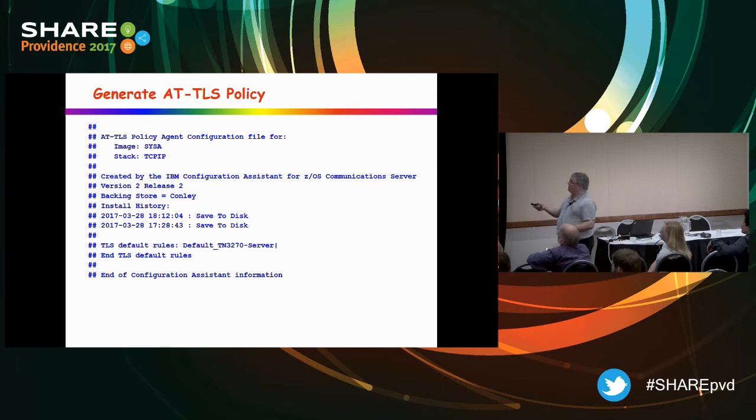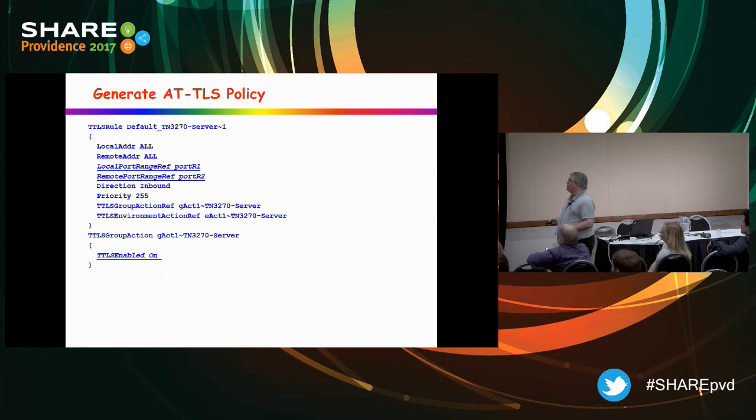So here I have my AT-TLS policy, and this is all generated. This was actually generated by Config Assistant with the comments. Basically, what you need to look at here are the local port range ref and the remote port range ref. These are includes called port R1 and port R2. That'll be later in the member. The other thing, down here in the TTLS group action, you have to have TTLS enabled on.